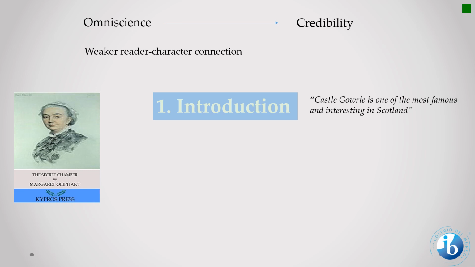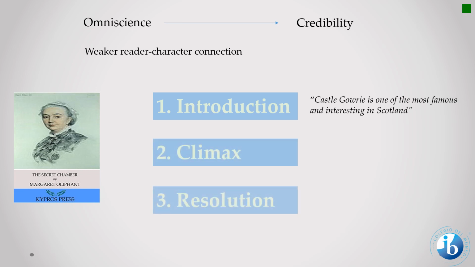After that, in the climax and the resolution, it adopts the camera narrator kind that Rowling uses, focused on the main character. So in the introduction, it would look like Castlegar is one of the most famous and interesting in Scotland. It sounds far away from the protagonist. And then it goes to, it seemed to Londres that he had seen neither the chair nor the man when he came in. So it's focusing only on the character.